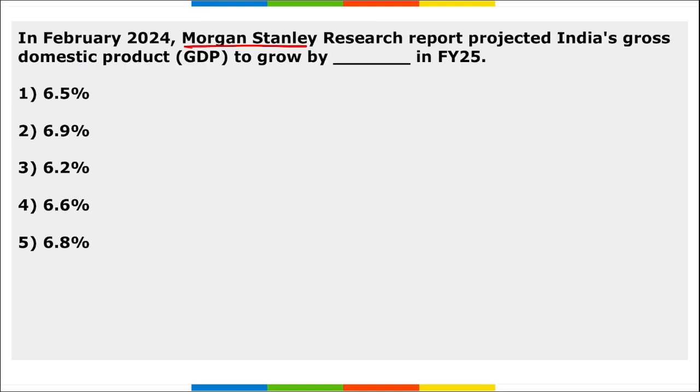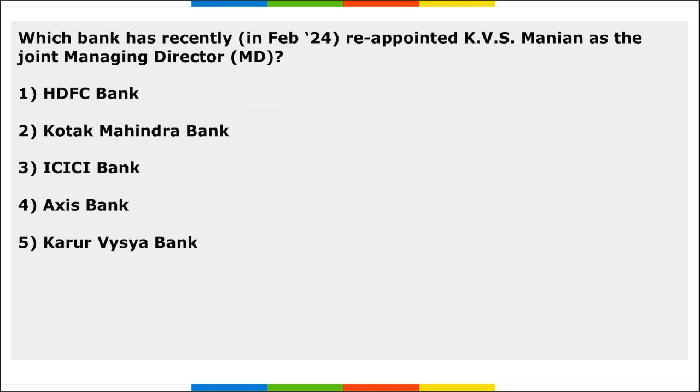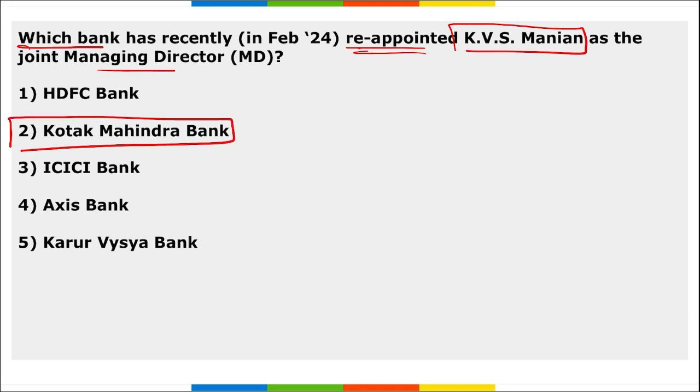Next, in Feb, a Morgan Stanley research report projected India's GDP to grow by 6.5% in fiscal year 25. I repeat, Morgan Stanley research report projected India's GDP to grow by 6.5% in fiscal year 25. Next, which bank has recently reappointed KVS Manian as the joint managing director? Kotak Mahindra Bank has reappointed KVS Manian as their joint managing director.